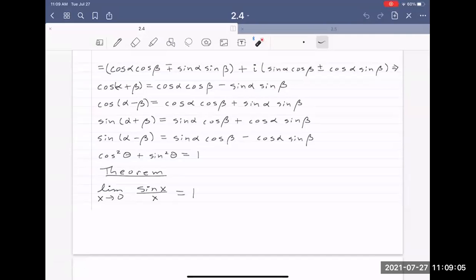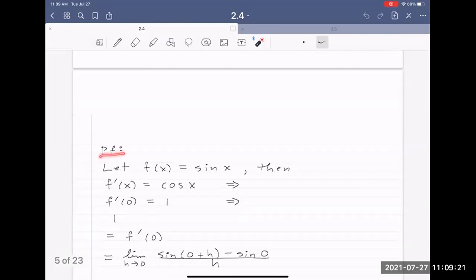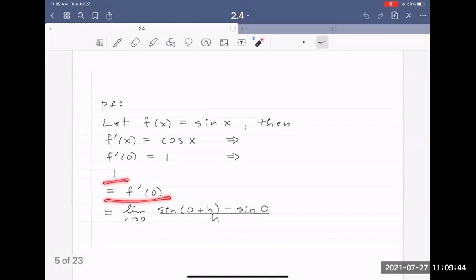Okay, so now we have the following theorem: the limit as x approaches 0 of sine of x over x is equal to 1. So let's show that. Let f of x equal sine of x, then f prime of x is equal to cosine x. That was the very first theorem that we did today in this section. So plug in at x equals 0. I have that f prime at 0 is equal to 1.